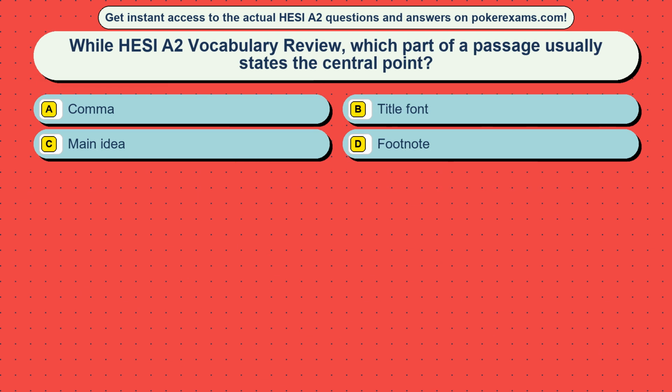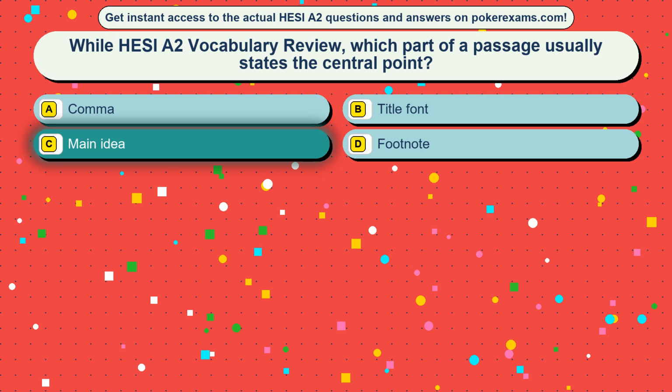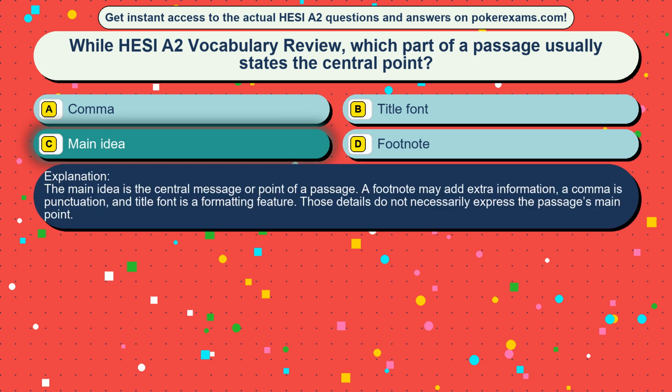Question 27. While HESI A2 vocabulary review, which part of a passage usually states the central point? Option A, comma. Option B, title font. Option C, main idea. Option D, footnote. The correct answer is option C, main idea. The main idea is the central message or point of a passage. A footnote may add extra information, a comma is punctuation, and title font is a formatting feature. Those details do not necessarily express the passage's main point.